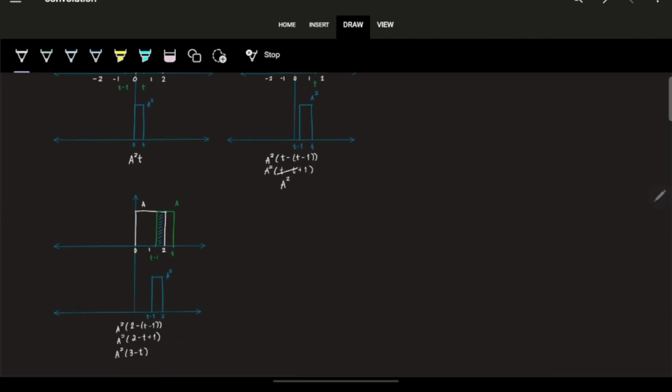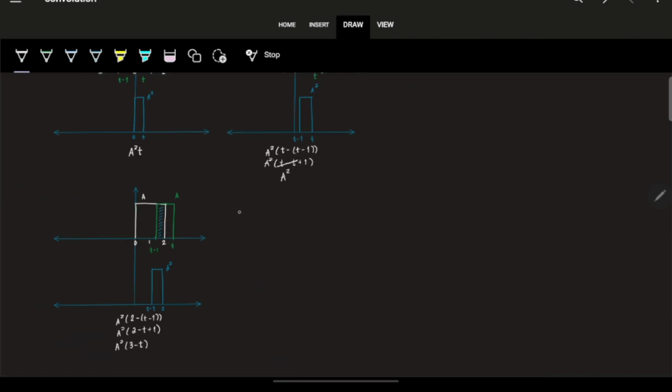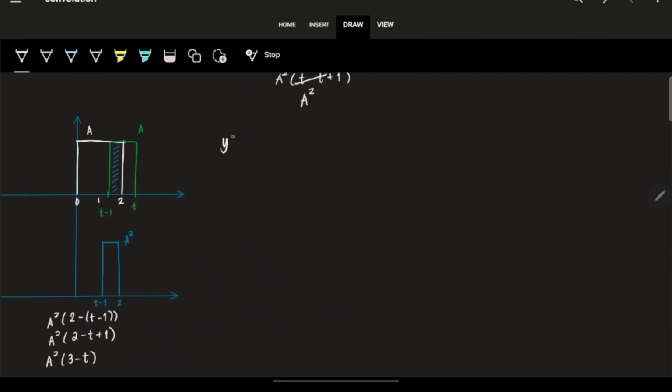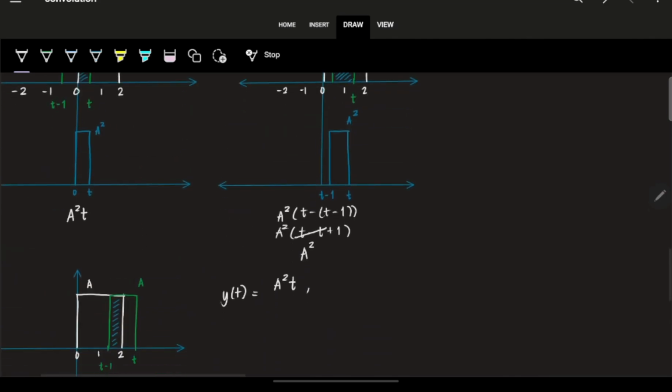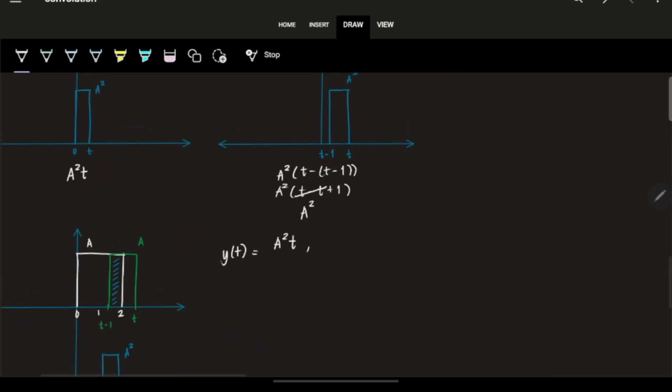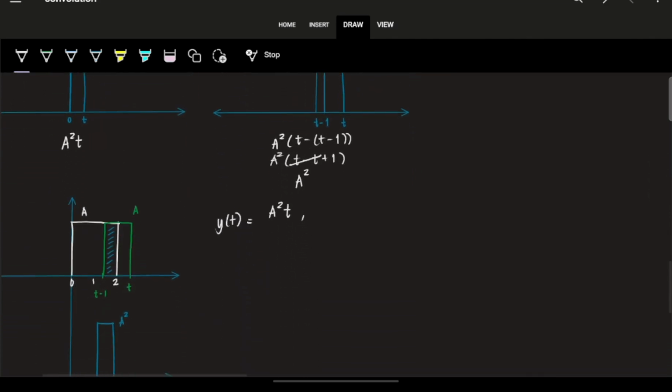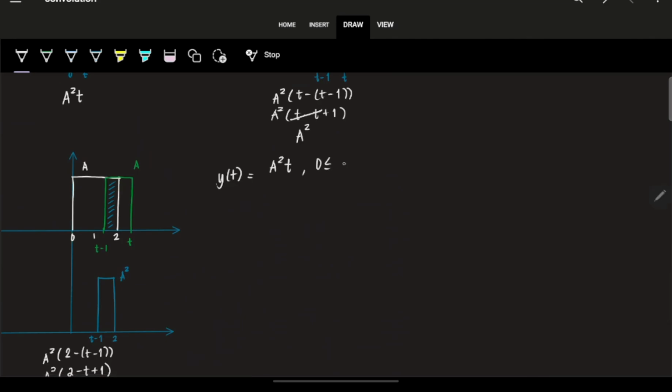So first we have our y of t. Okay, so this is our output. Let's indicate the first value. We have our signal a squared t when t is between 1 and 0. Okay, so 0. Ayan. So this is our first condition.